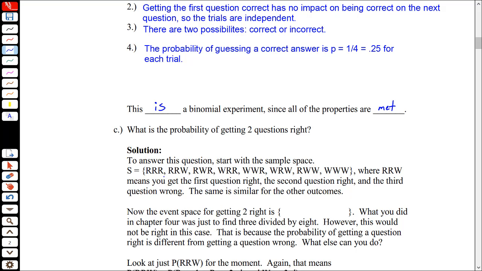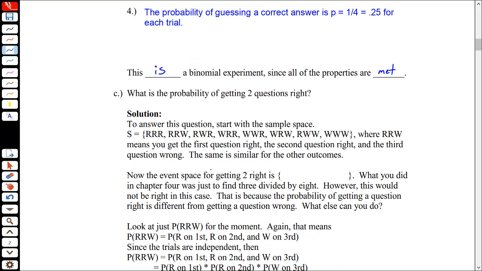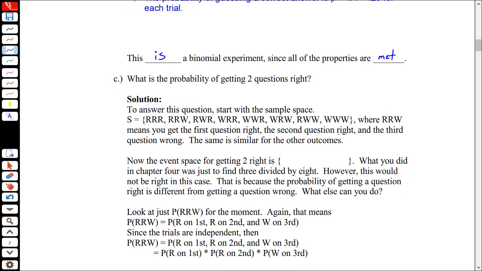So RRR is all 3 are right. RRW means the first 2 are right and the third one is wrong, which is different from RWR, where we get a right, then a wrong, then a right answer. We have a total now of 1, 2, 3, 4, 5, 6, 7, 8 possible ways that our experiment could come out. So 8 things in the sample space. If I want to look at getting just 2 right, then RRW, RWR, and WRR are the only events in the sample space where I have exactly 2 right.